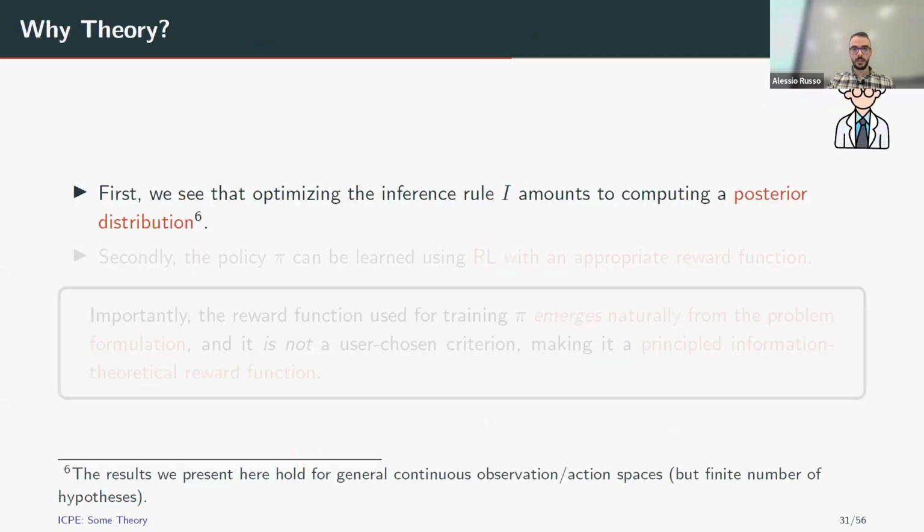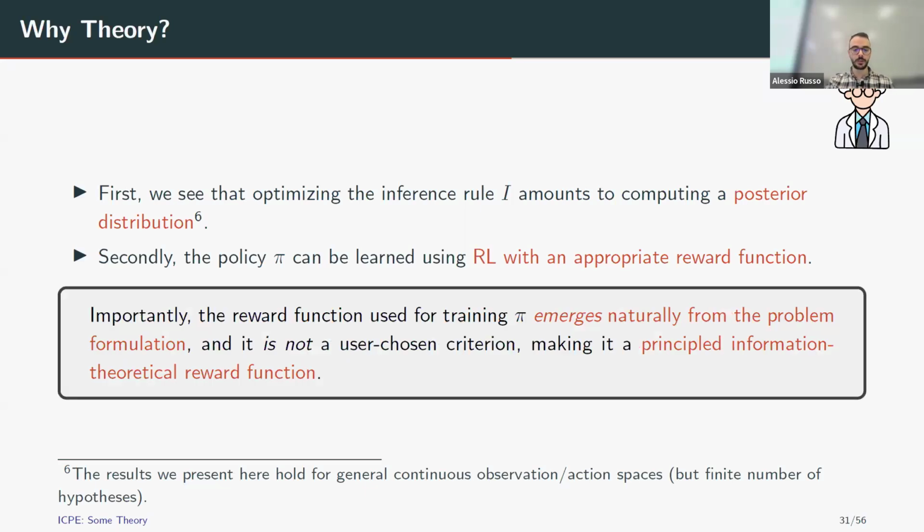And what we saw last time was we showed that the optimal inference rule is basically the maximum of the posterior distribution of the true hypothesis. And secondly, what we showed today for the fixed budget is that we can define a reward that allows you to define a Q function. From this Q function, you can find the optimal policy. So we can use RL to train a policy. And what's important is that the reward is not something that we define, but it emerges naturally from the problem definition.